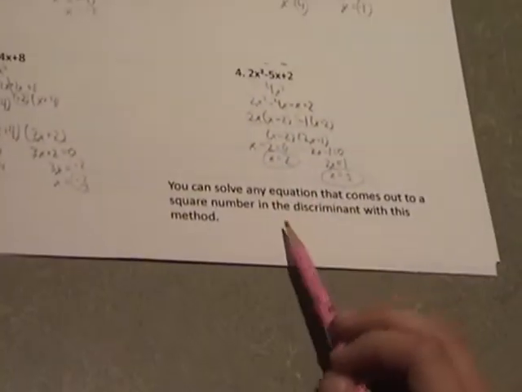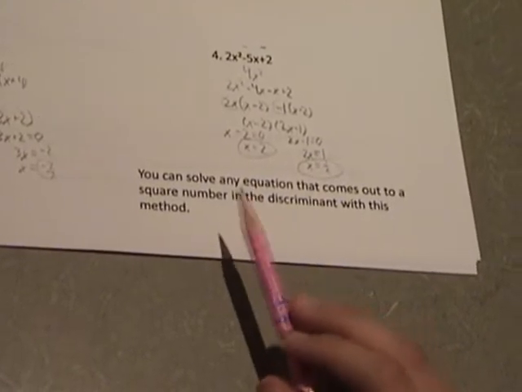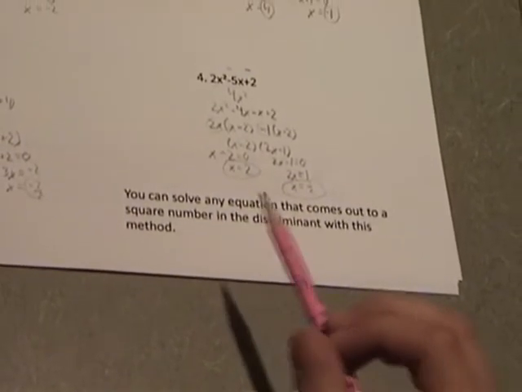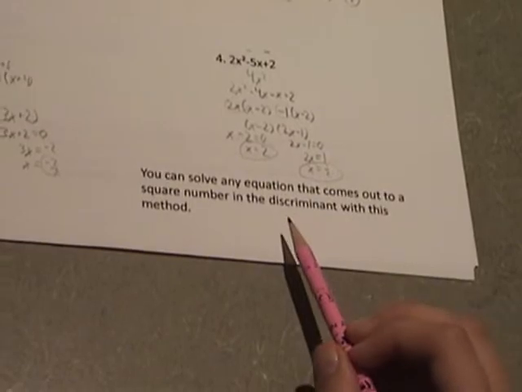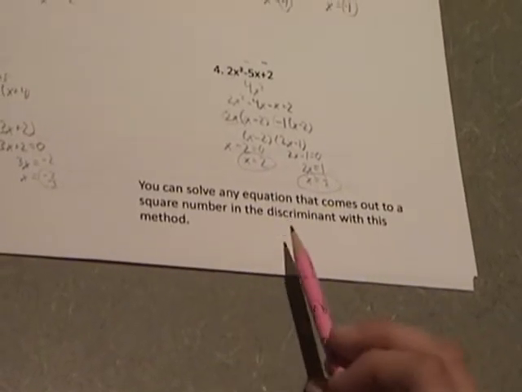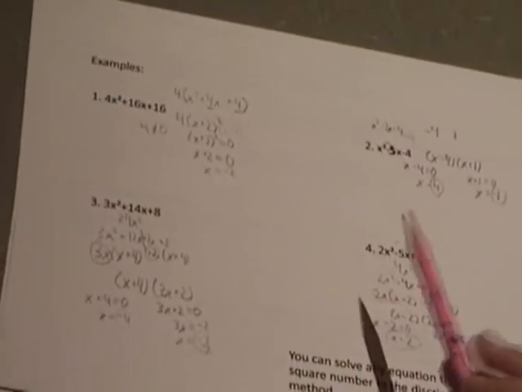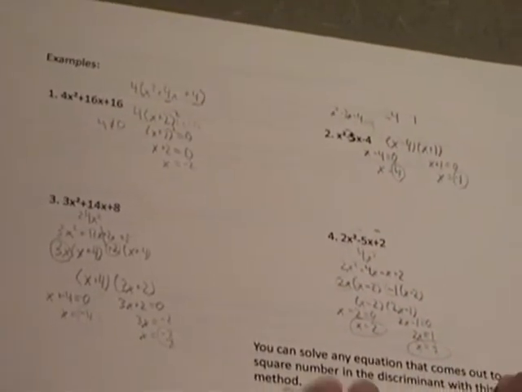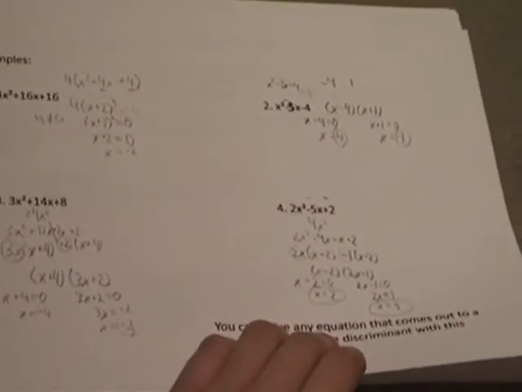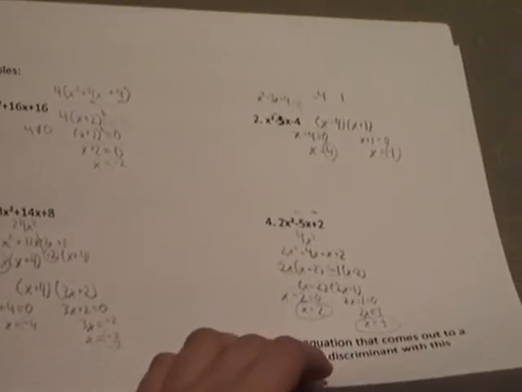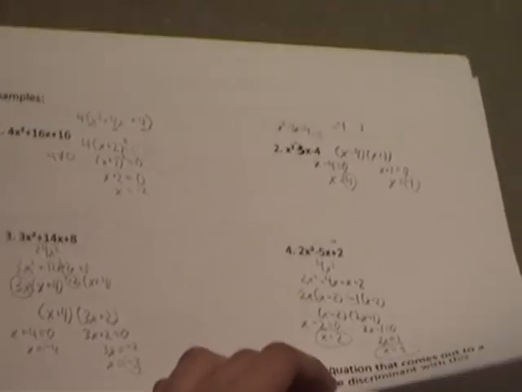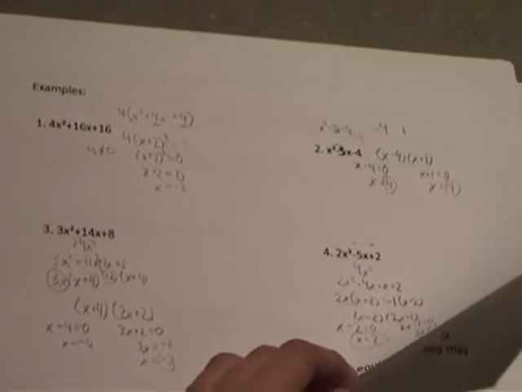You can solve any equation that, after you put it through the discriminant, has a square number with this method. I chose all of these equations so that they would come out nicely in the discriminant. However, if they don't come out to a square number in the discriminant, the fifth method can solve that. It's called completing the square.